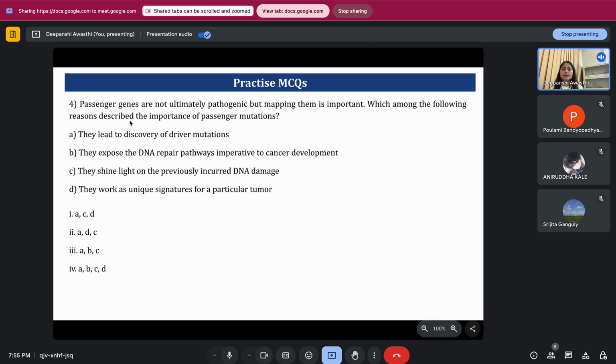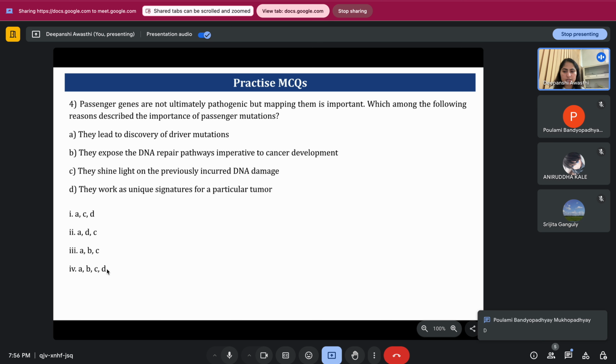Now the next question is that passenger genes are not ultimately pathogenic, but mapping them is also important. So which among the following reasons describe the importance of passenger mutations? Option A, they lead to discovery of driver mutations. Option B, they expose the DNA repair pathways imperative to cancer development. Option C, they shine light on the previously incurred DNA damage. And option D, they work as unique signatures for a particular tumor. So you have to tell which among them is the reason why we should also focus on the passenger mutations.